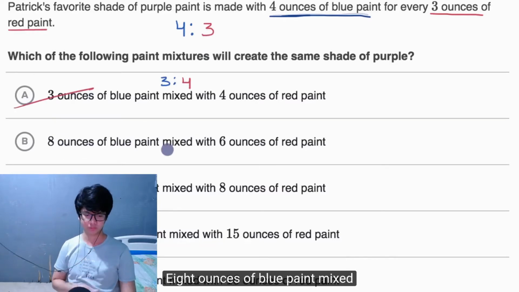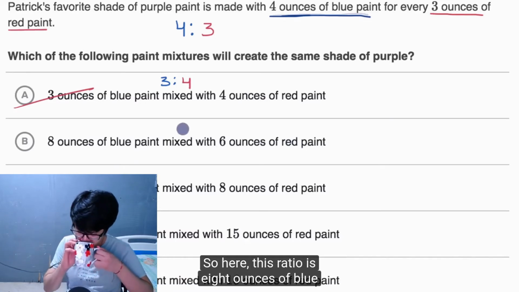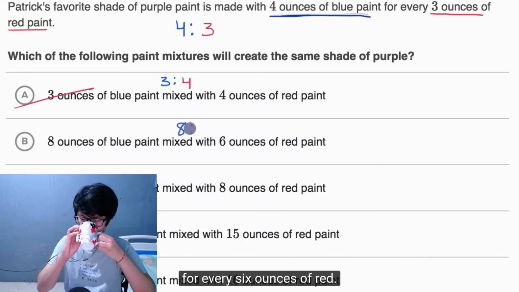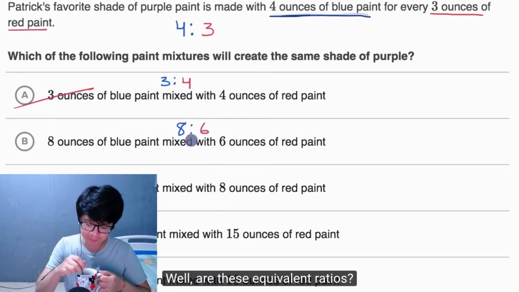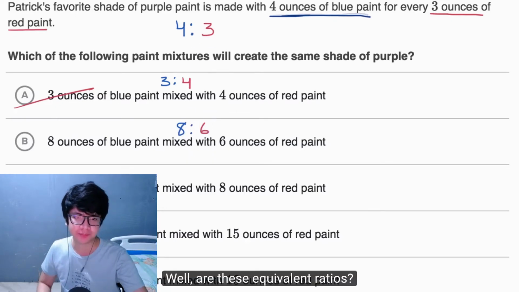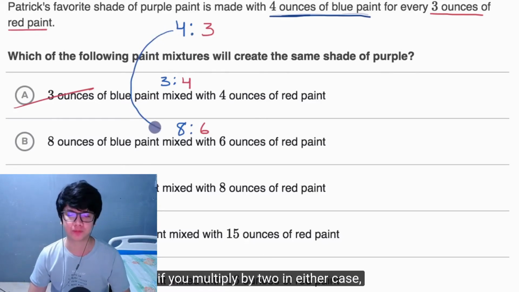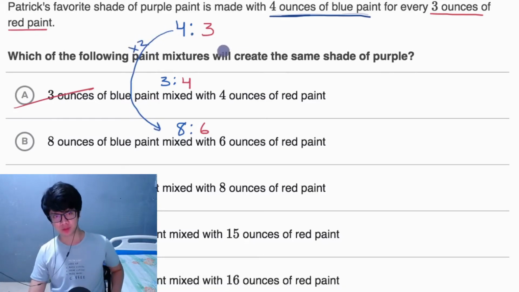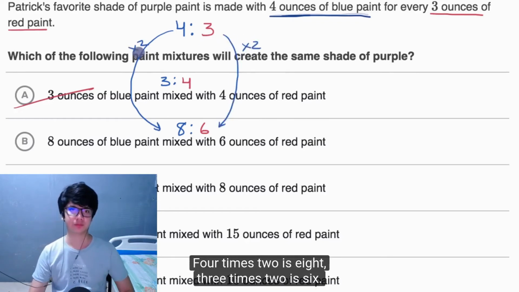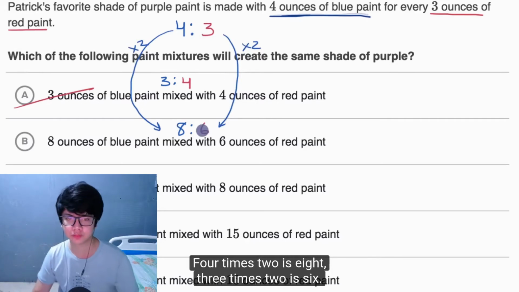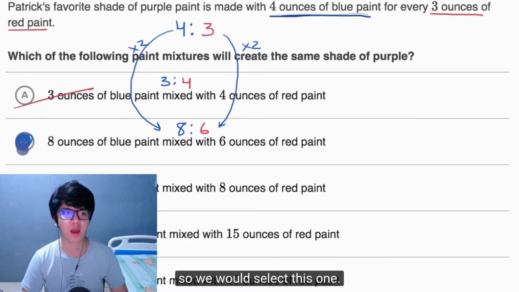Next, 8 ounces of blue paint mixed with 6 ounces of red paint. So here, this ratio is 8 ounces of blue for every 6 ounces of red. Are these equivalent ratios? If you multiply by 2 in either case, you will get to 8 to 6. 4 times 2 is 8, and 3 times 2 is 6. So this is indeed an equivalent ratio, and we would select this one.